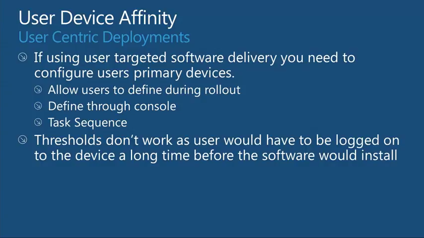So if you're doing your rollouts and they get their new computer, they wouldn't have used that computer for 2,440 minutes in a 30-day period. So you'd have to wait that amount of time before the user would actually get their user-targeted applications. So if you're doing your rollout, you're going to need some other way of initially setting them, some type of administratively defined process.